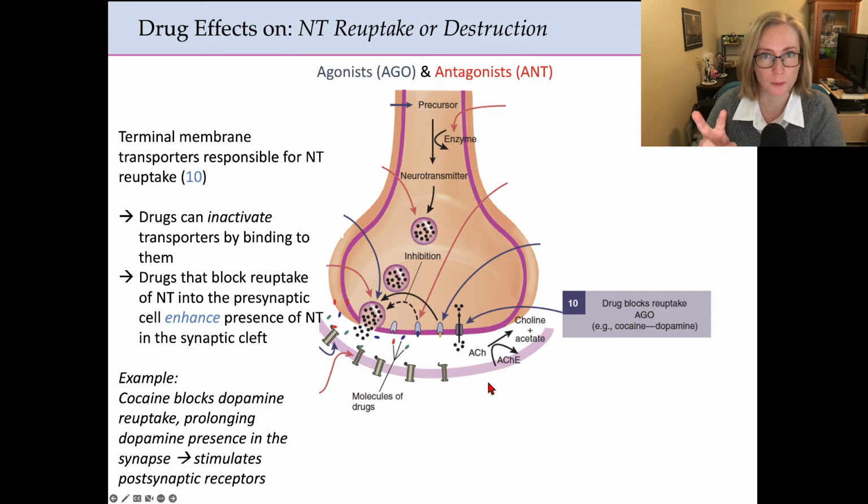So those are two dopamine ones, L-DOPA and cocaine. Both are agonists to dopamine. They work in two different ways at two different parts of the synapse.